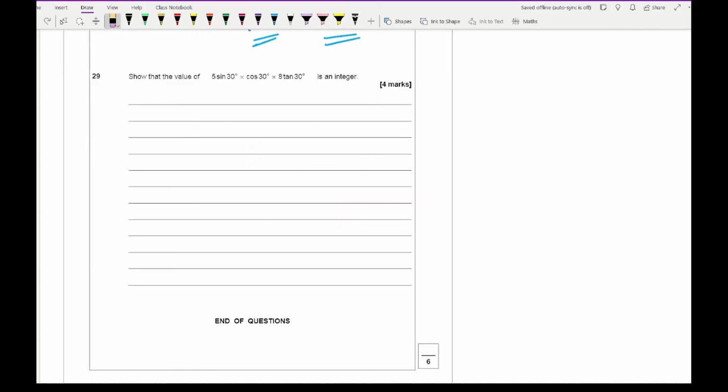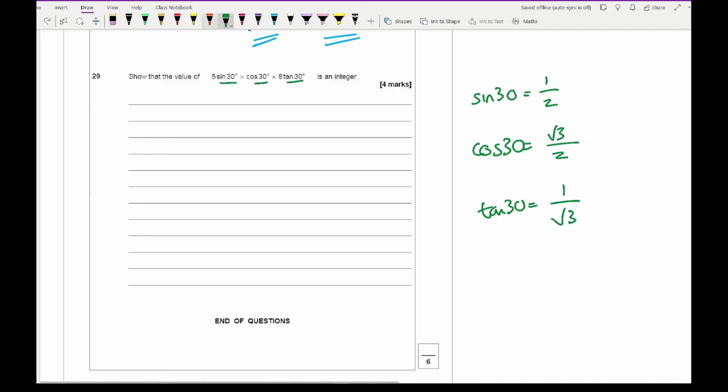Looking at our final question, question 29, it says show that the value of 5 sin 30 times cos 30 and 8 tan 30 is an integer. For this, it's using the exact values of trig, so I need to write down or remember what each of these are. Sin 30 is a half, cos 30 is root 3 over 2, and tan 30 is 1 over root 3. Now we need to substitute those three values into this calculation.